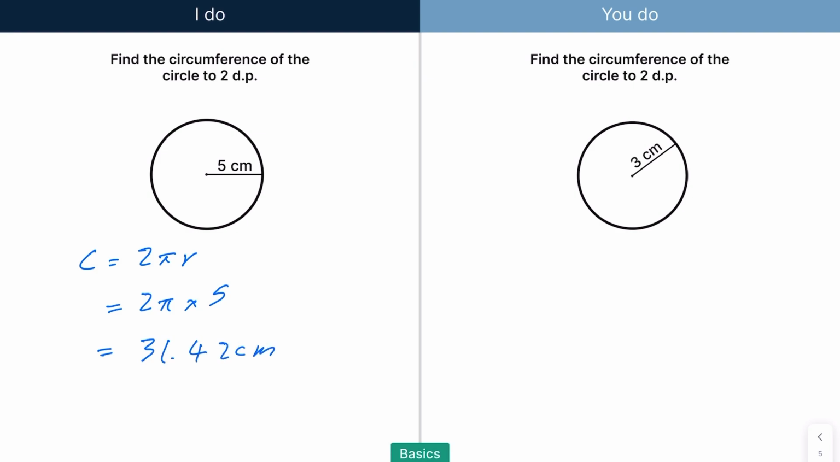The circumference is just this area outside the circle, okay? So that's what we've just calculated. Not the area, the distance around the outside of the circle. So that's saying that the distance around the outside, this red bit, is 31.42.